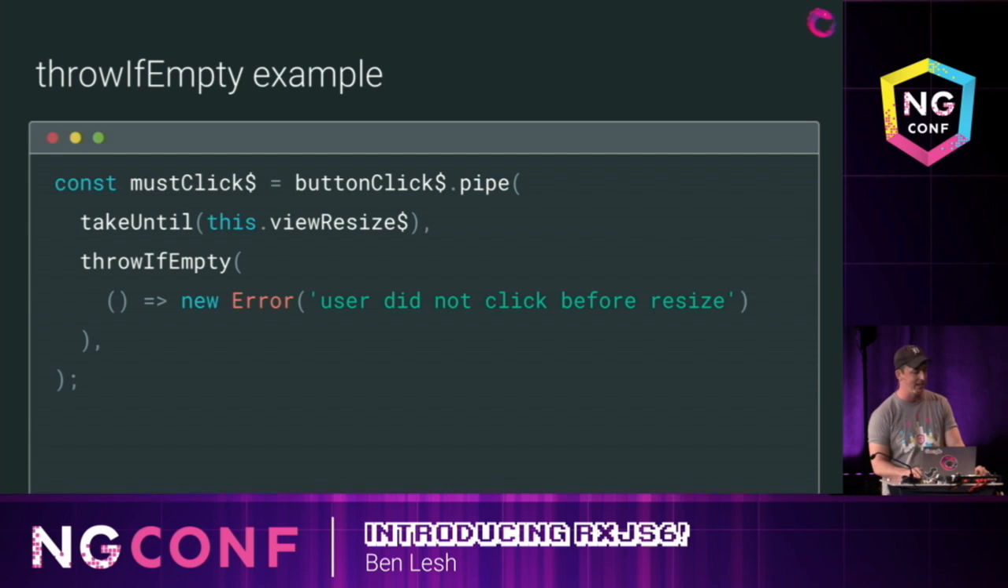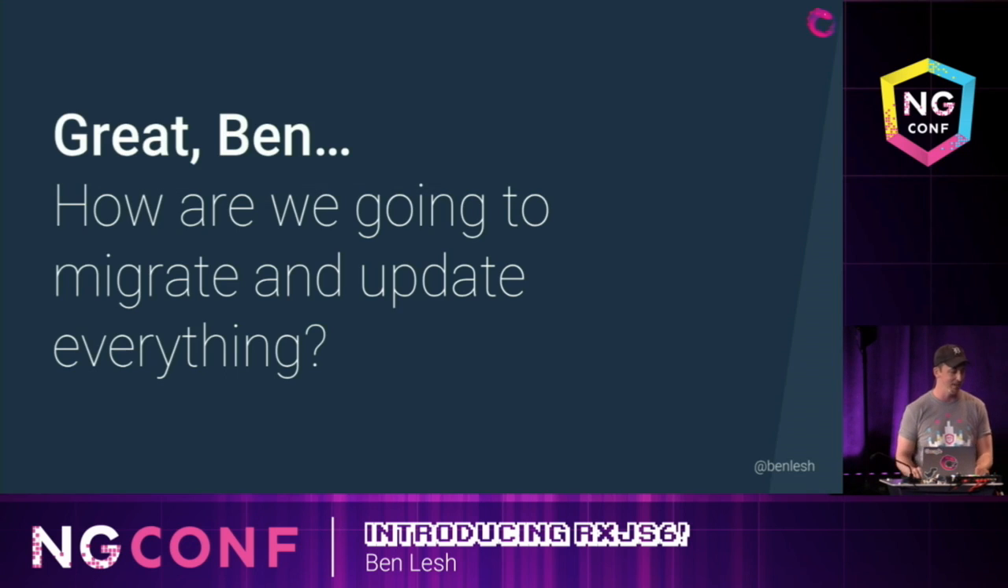Here's just a contrived example where we're saying, take all the button clicks until someone resizes the view, and if no one clicks the button before the view is resized, we're going to throw an error that said the button wasn't clicked before the view is resized. Contrived, but that's it. So those are all the changes.